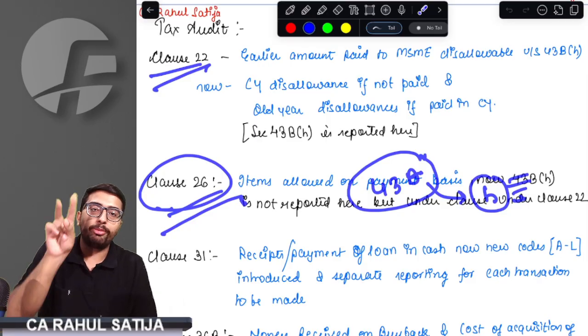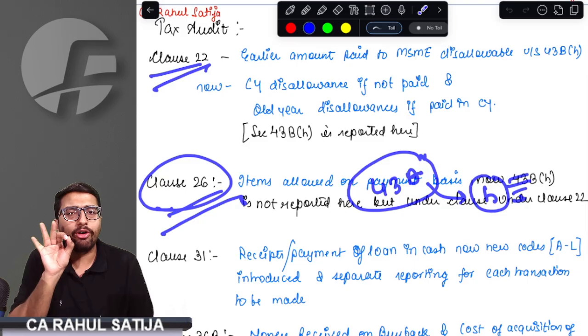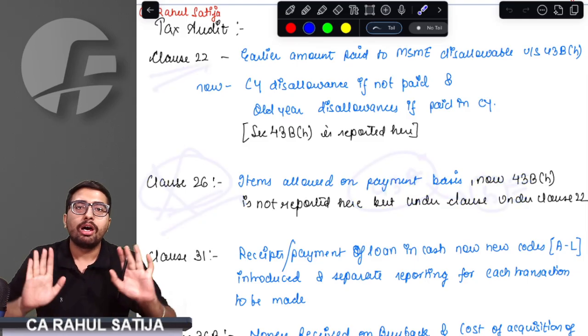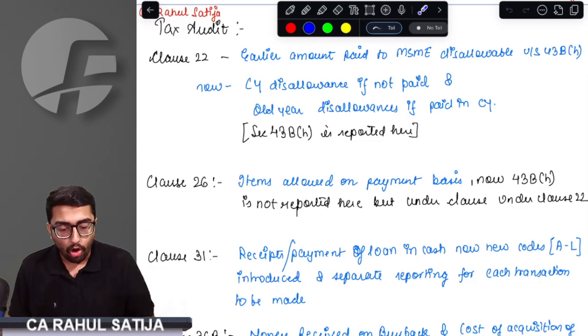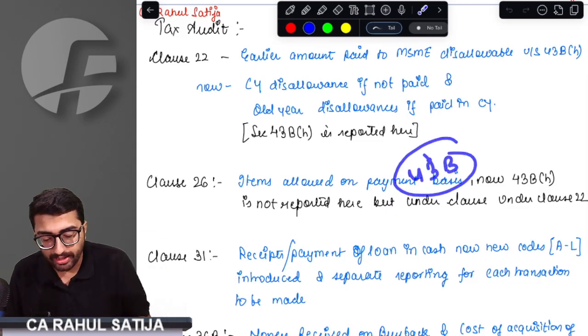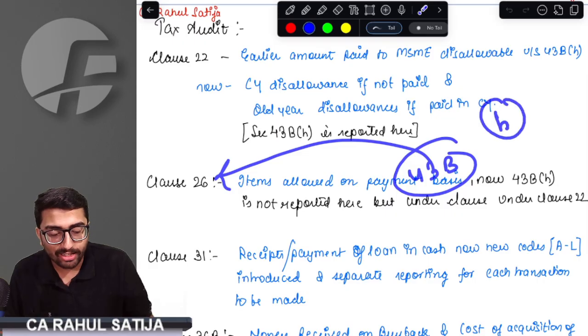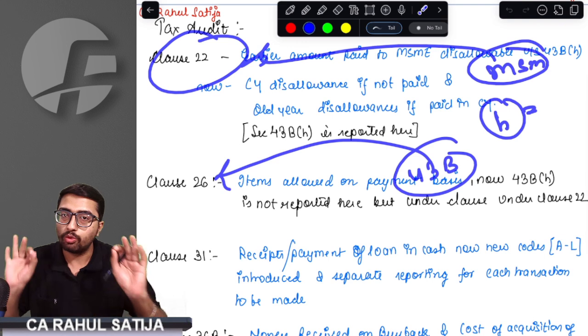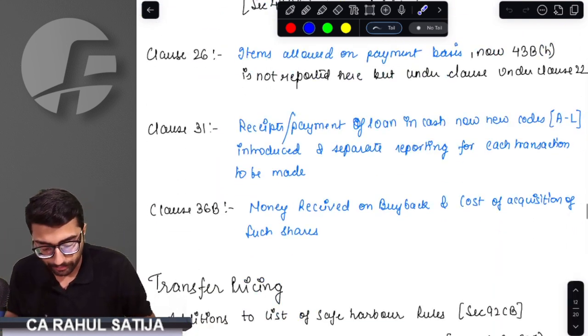Same reporting was required to be done at two places. For that matter, the government has given a relaxation that you don't have to report MSME payments under clause 26. All the reportings of 43B are to be done under clause 26, but 43BH, that is MSME related payments, have to be done under clause number 22. I hope it clears up everything.